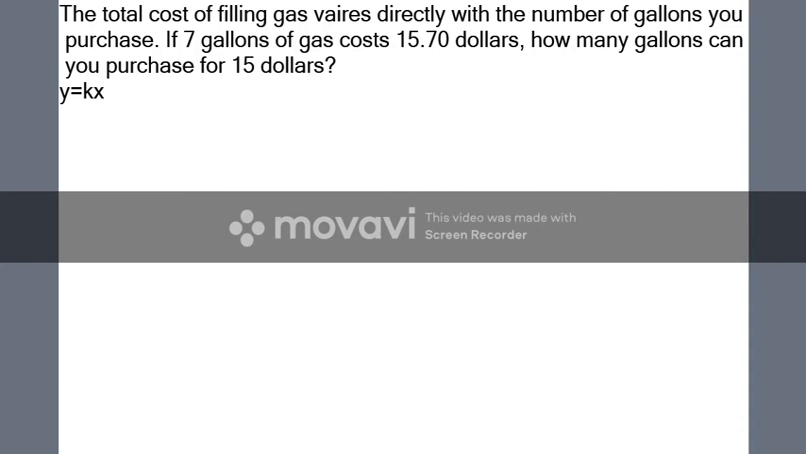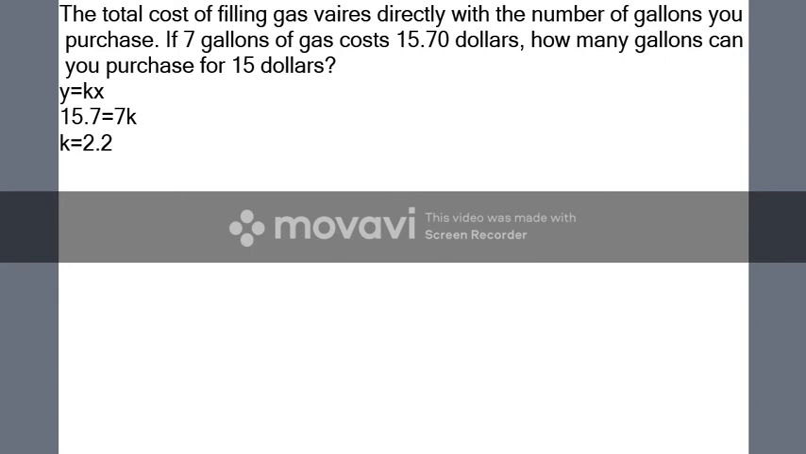So if y is dollars, 15.7 is equal to 7k. So k is equal to 15.7 divided by 7, and that should give you 2.243. Let's just round it to the first decimal, or tenths place, so it would be 2.2. That's just a rough approximation; you can get much more precise if you need to. So we know that k is equal to 2.2.